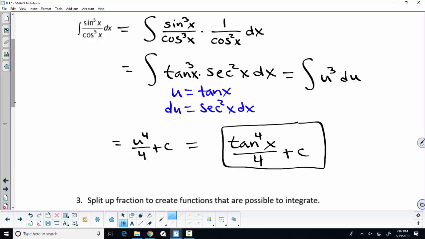See, and honestly, they're just trying to be tricky. I don't know why anyone would ever want to write tangent cubed secant squared for this kind of process, as opposed to sine cubed over cosine to the fifth. It just doesn't make sense to write it that way. They wrote it that way because it's a little bit more tricky. Makes you think.